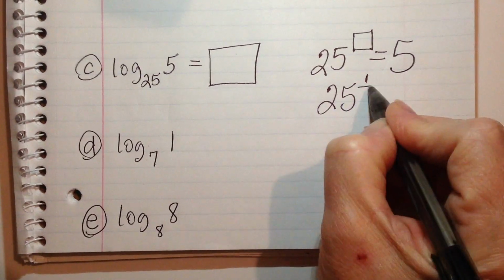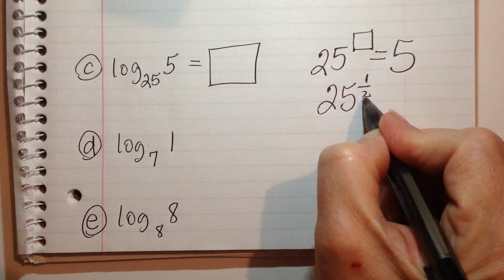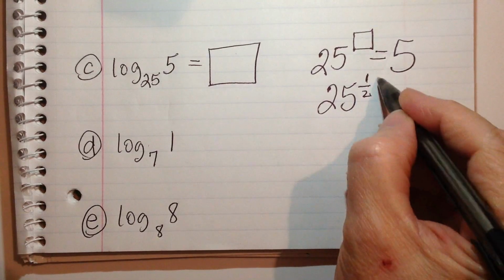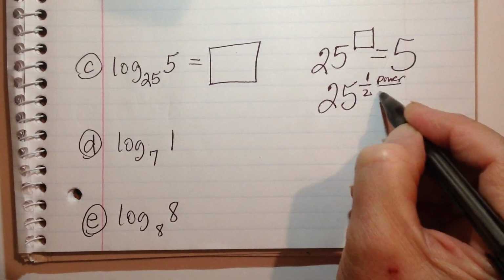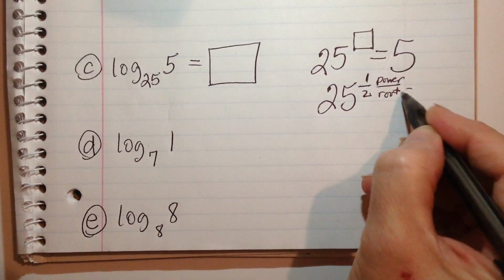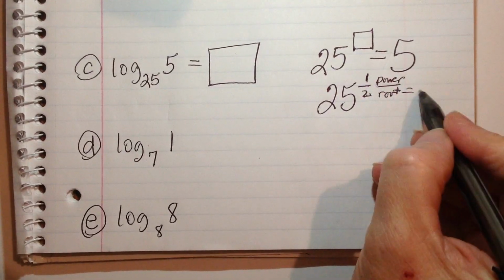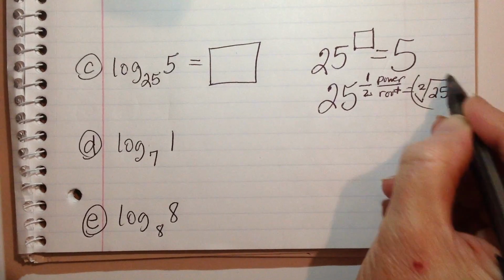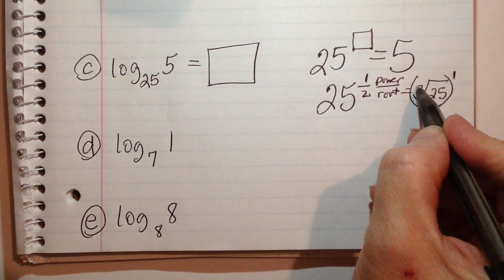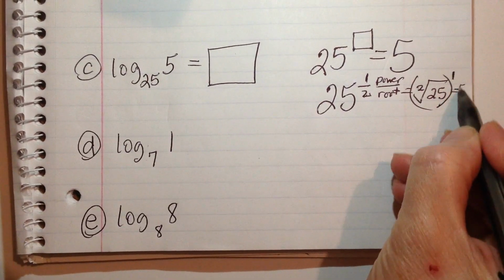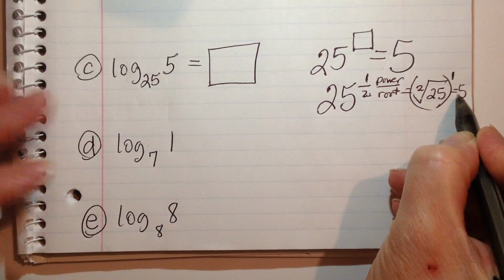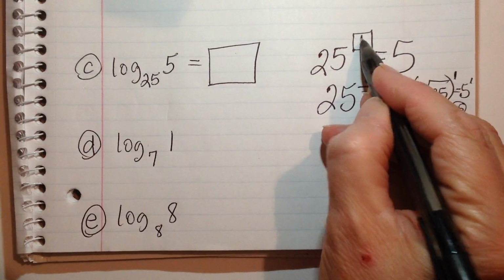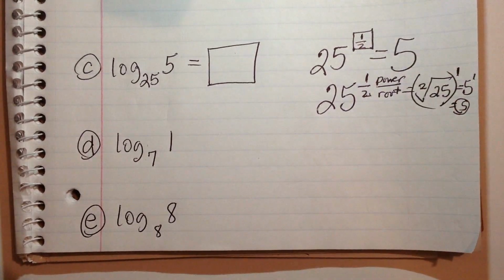25 to the 1/2 power. Anytime you have a fractional exponent, that means power over root. So anything to the 1/2 power, it's like you're taking the square root of 25 and you're raising that to the first power. Well, what is the square root of 25? That's 5. And what is 5 to the first power? Well, that gives me 5. So my answer here would be 1/2.